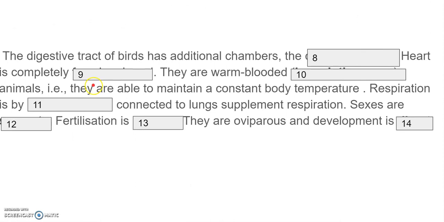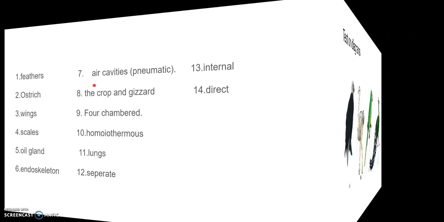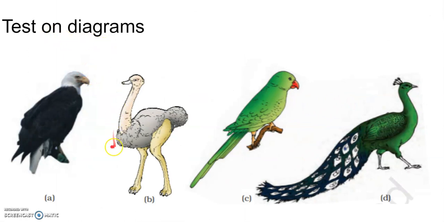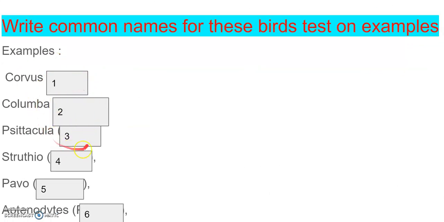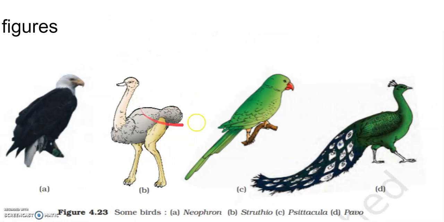First you have to attempt the test without looking at the answers. And next one, a test on diagrams. Identify these four diagrams and write their common names. What are these four birds? Write their common names and scientific names. Aves examples: corvus, crow, pigeon, parrot, ostrich. Here is the test. Don't copy answers. First test yourself, and then check the answers. These are the answers for the birds. What is this bird, and this bird?